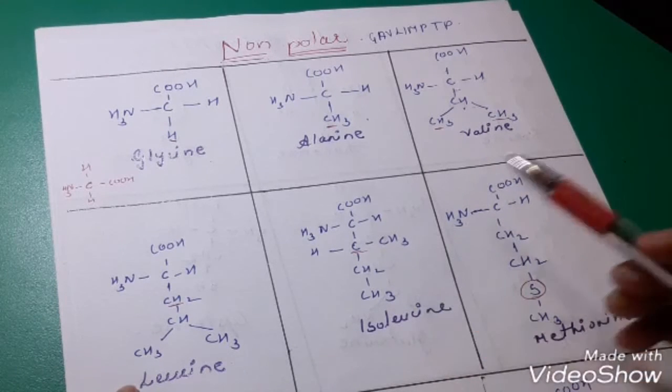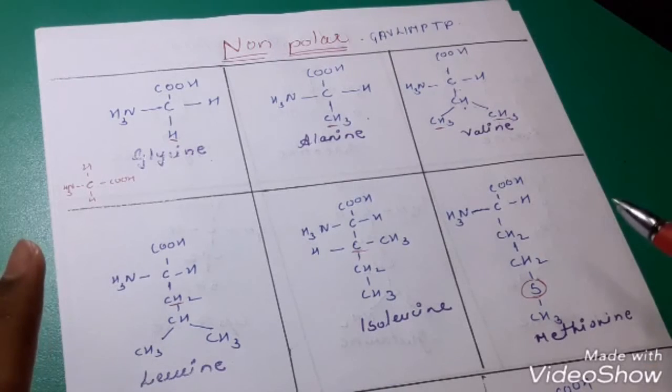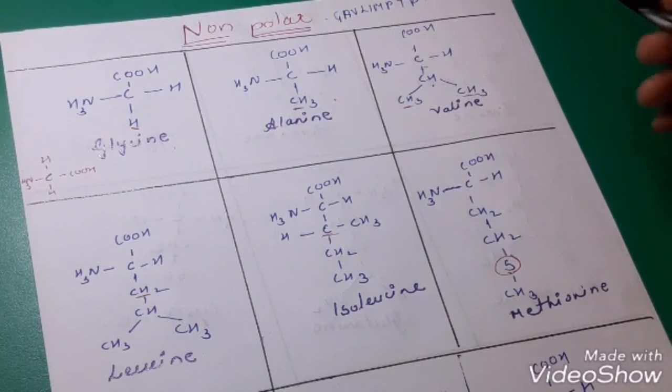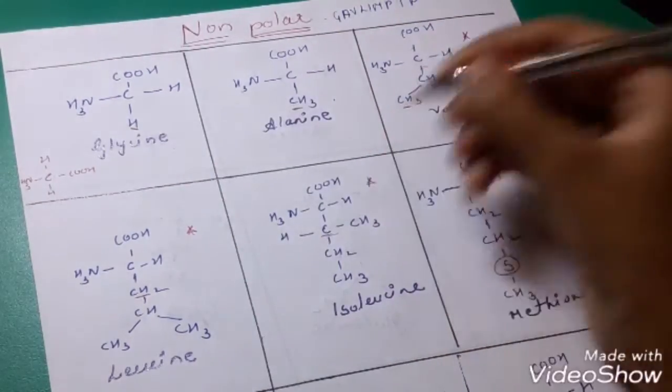Isoleucine is also a branched-chain amino acid. So we have a total of 3 branched-chain amino acids. The 3 branched-chain amino acids we saw now are valine, leucine, and isoleucine.